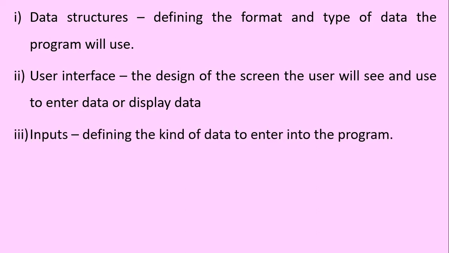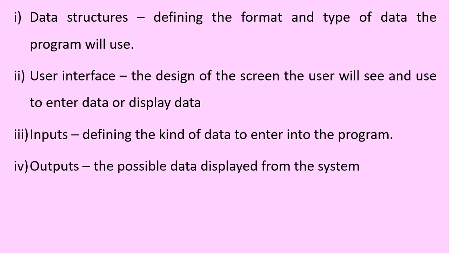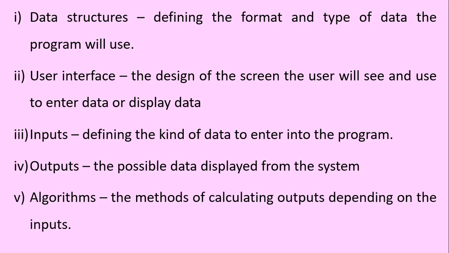Number three is designing inputs. This is defining the kind of data to enter into the program. Number four is designing the outputs, that is, the possible data to be displayed from the system and how it will look, that is its format. Number five is the algorithms, that is the methods of calculating outputs depending on the inputs.